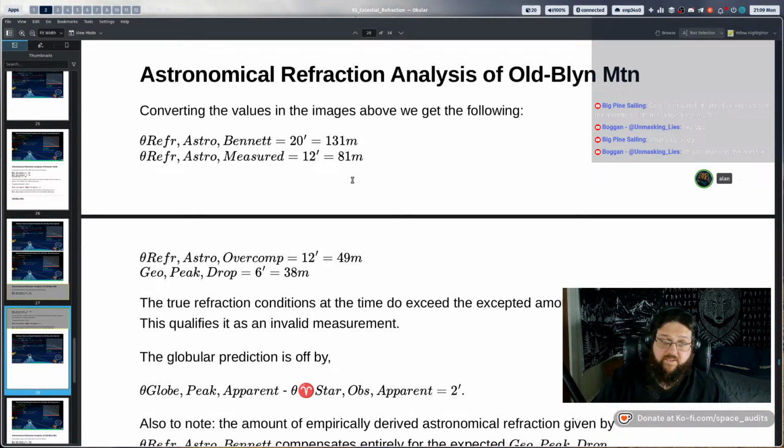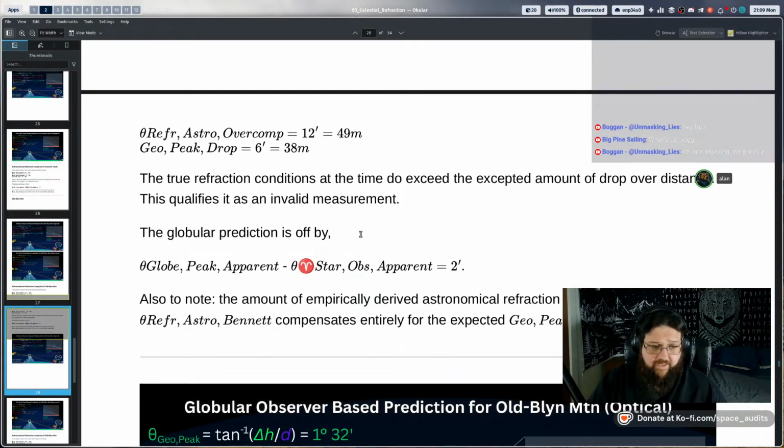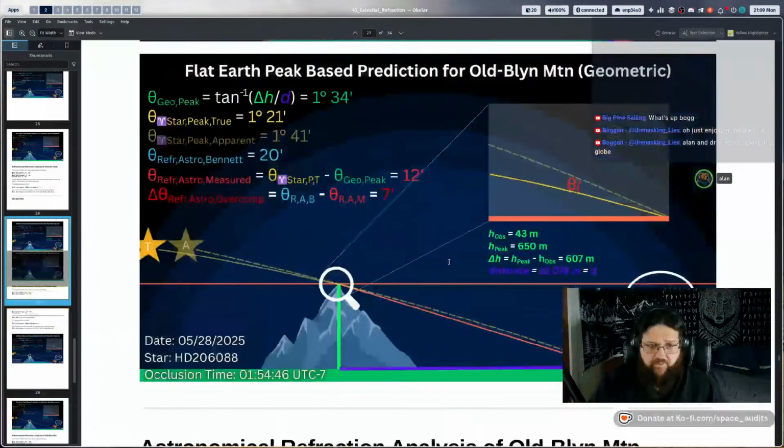This cannot tell us if the Earth is a globe or if the Earth is flat because of the amount of refraction here. It is completely compensated for the drop over distance and exceeded it, actually. And we'll take a look how this plays out in a couple other scenarios regarding Blend Peak when we see what happens when the elevation changes very slightly by 2 arc minutes in difference. So here they're off again by 2 arc minutes for the true and apparent there.